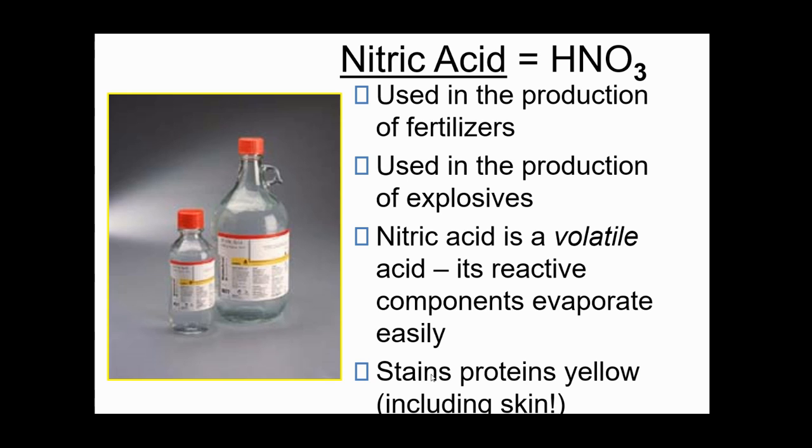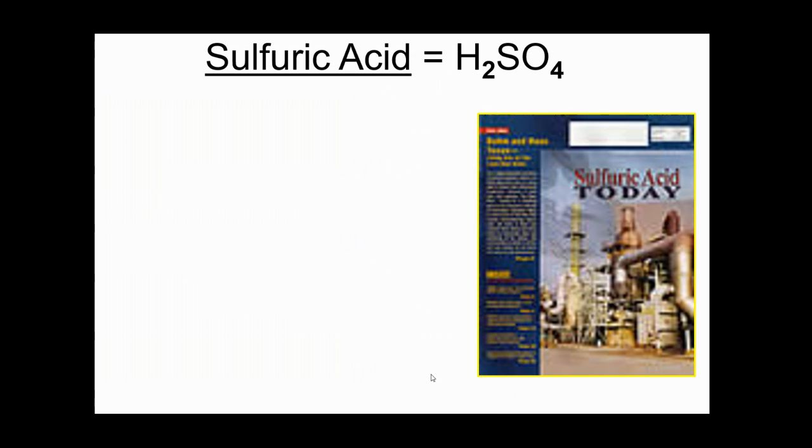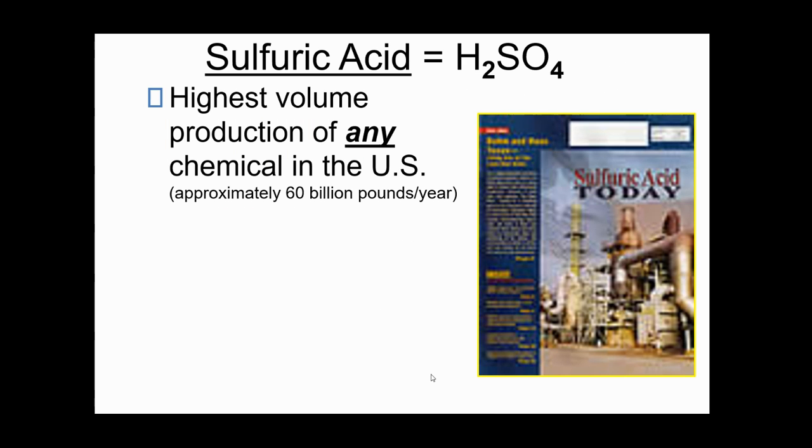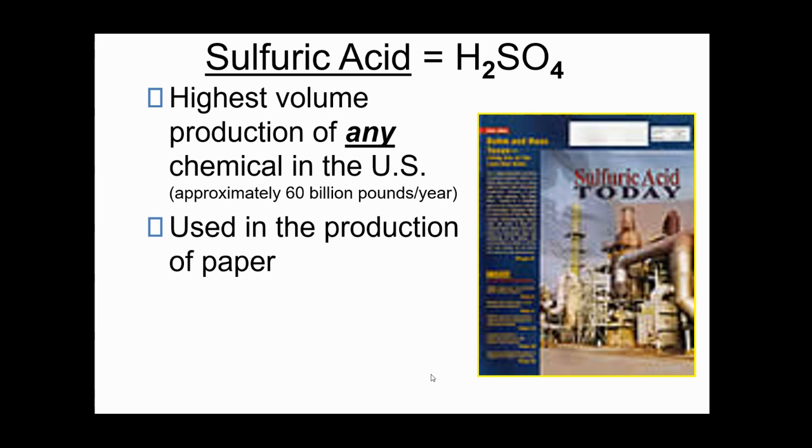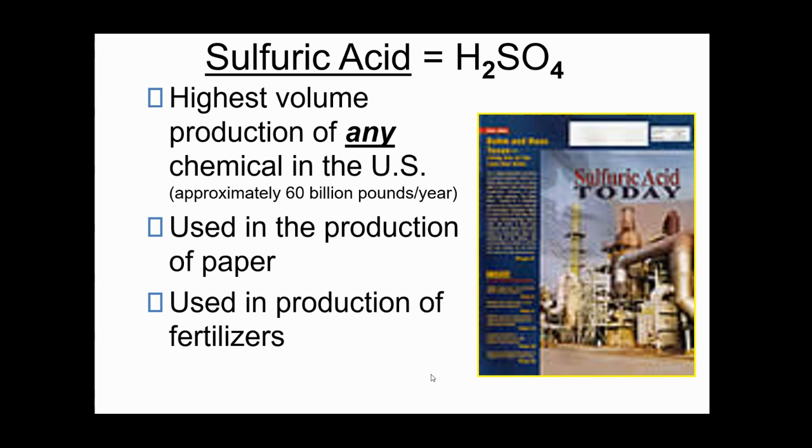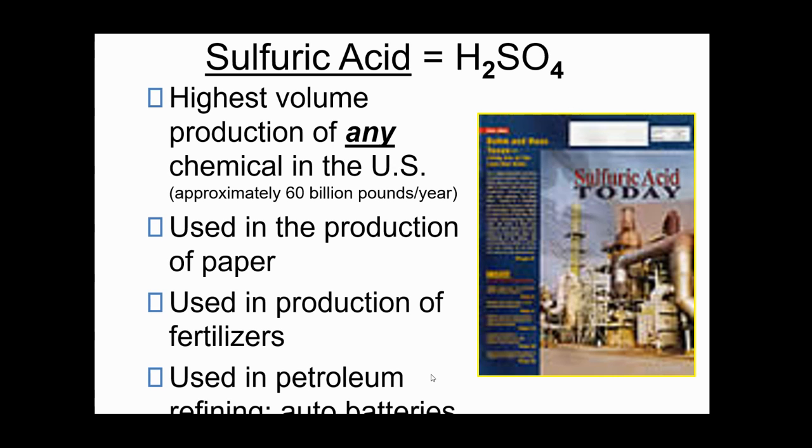Then there's nitric acid, HNO3. So here are some of the uses for that. Then there's sulfuric acid. This is the highest volume of any chemical sold in the United States. It's used for the production of paper, so we use a lot of it, especially here in Glens Falls. It's also used in fertilizer. So obviously we use a lot of it up here as well. It's used in petroleum, which pretty much everything is made out of, because that's what plastics are made of.